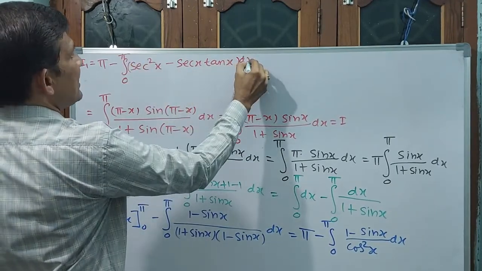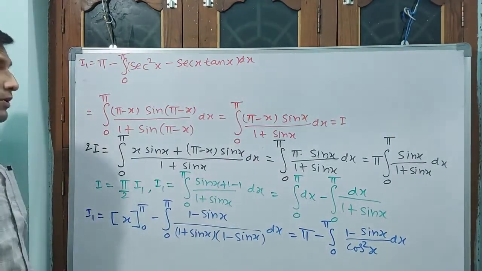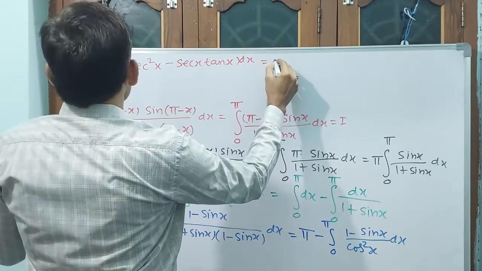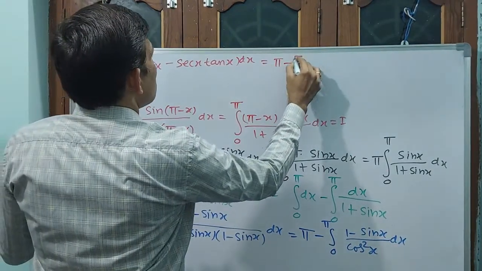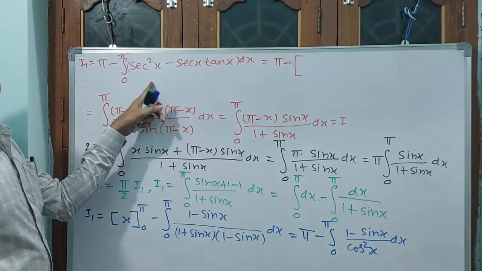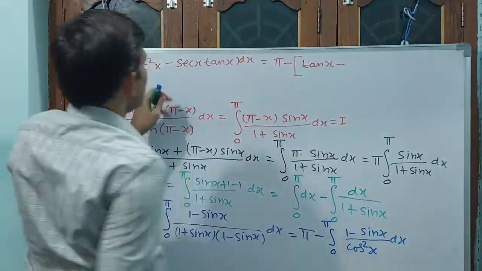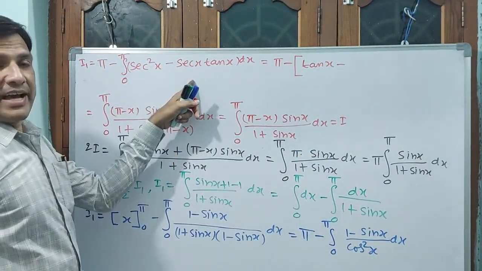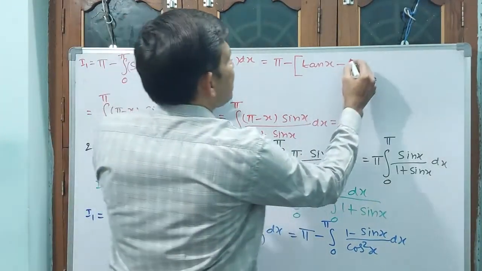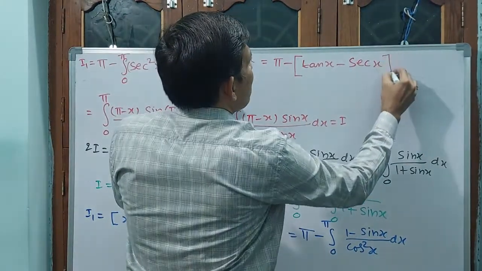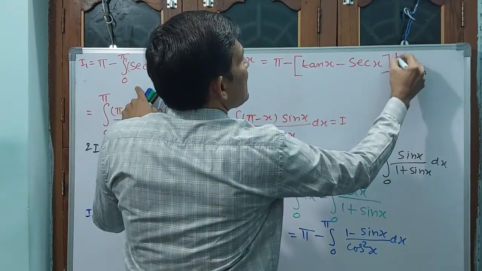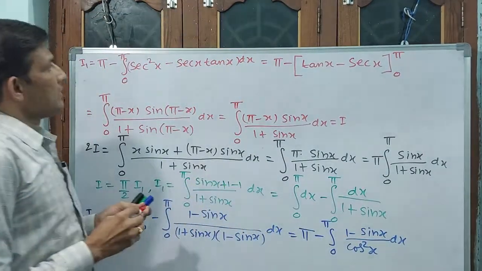Whole dx. Okay. Now you can convert this easily. Pi will be like this only. You see, integral secant square x tan x minus integral secant x tan x secant x. But apply limits 0 to pi. Okay.